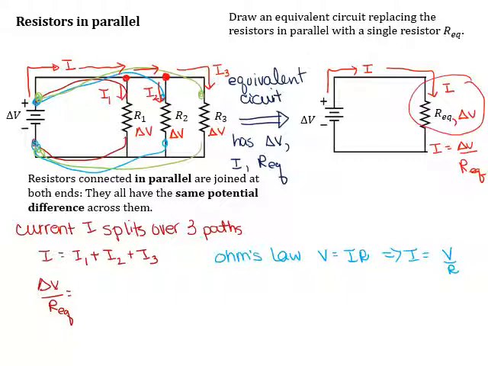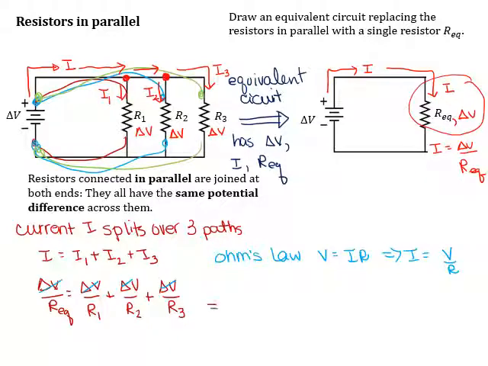I1 is the potential across resistor R1, that's the same as the potential of the battery, divided by resistance 1. I2 is the potential across resistor 2, delta V, same as the battery, divided by R2. I3 is the current through resistor 3, that's equal to the potential across resistor 3, which is the same as that supplied by the battery, divided by R3. We know that our potentials are all the same, so we can divide through by potential.